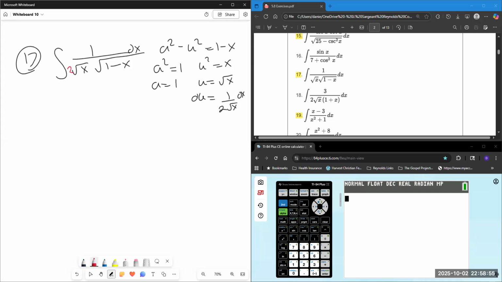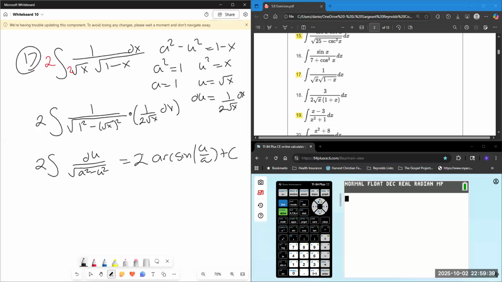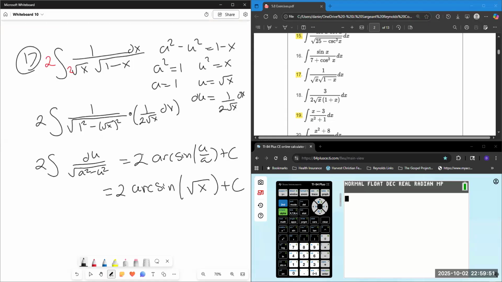2 down here and a 2 out here to balance it out, making this 2 integral of root 1 squared minus the square root of x squared times 1 over 2 root x dx, which is 2 integral of du over root a squared minus u squared, which is 2 arc sine of u over a plus c, equal to 2 arc sine of square root of x over 1, which is just square root of x, plus c.